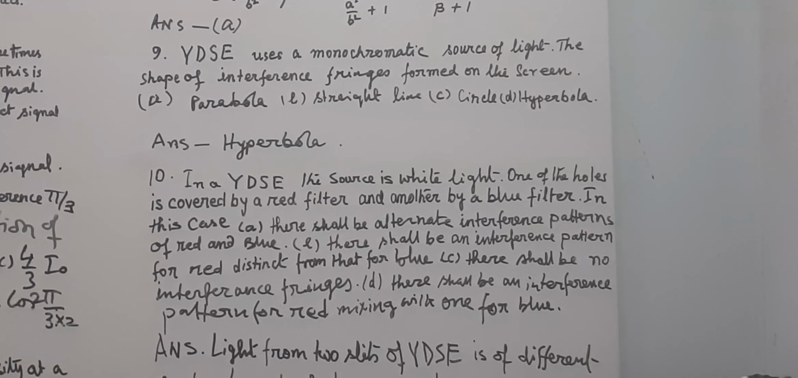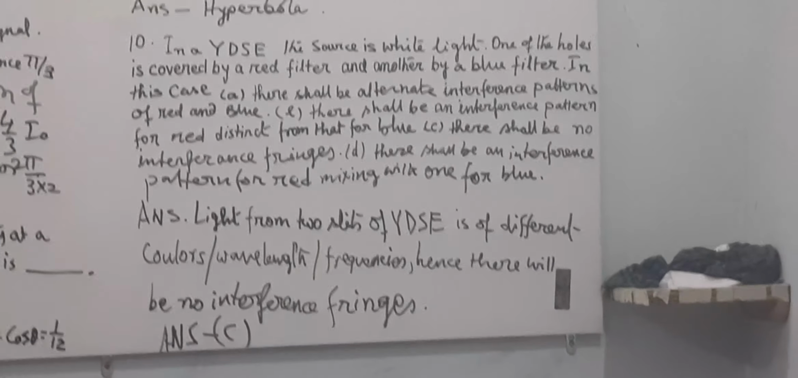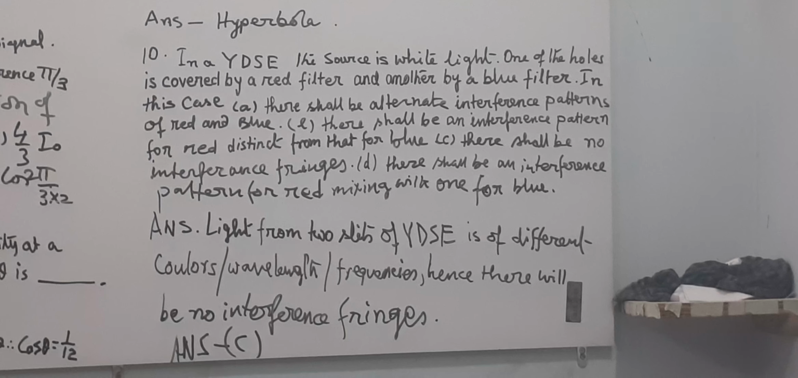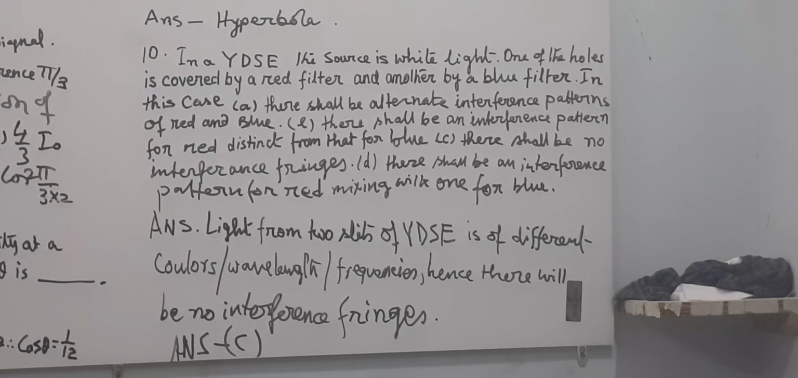Next question, question number 10. Now, in a Young's double slit, the source is white light. One of the holes is covered by a red filter and another by a blue filter. In this case, there are 4 choices. A, there shall be alternate interference patterns of red and blue. Number B, there shall be an interference pattern for red distinct from that for blue. Number C, there shall be no interference fringes. Yes, this is the answer.